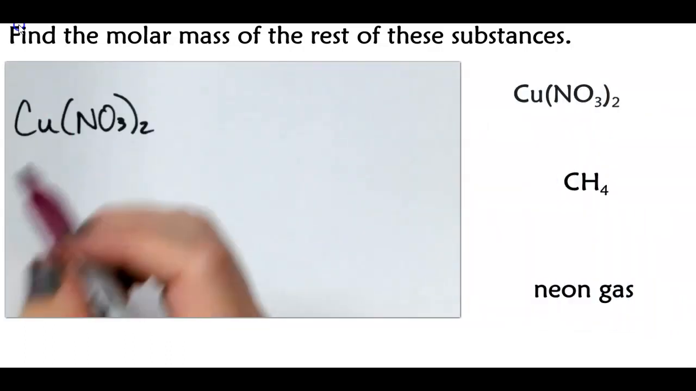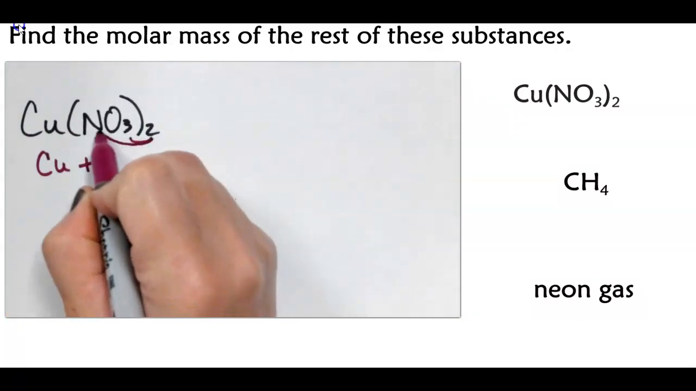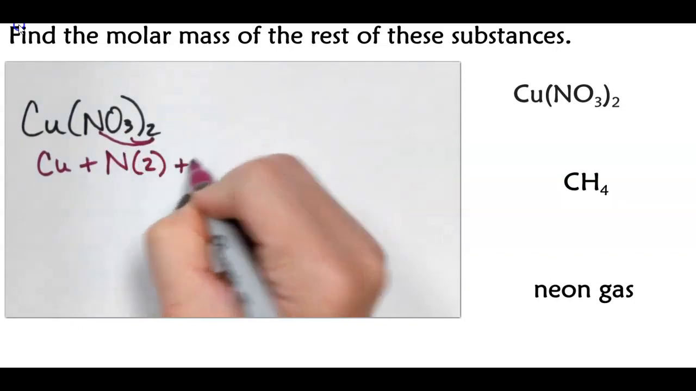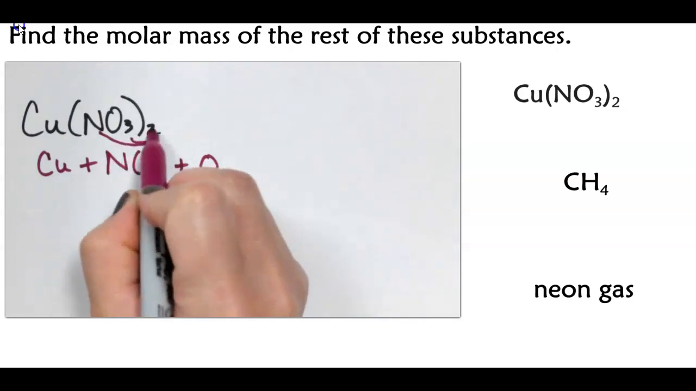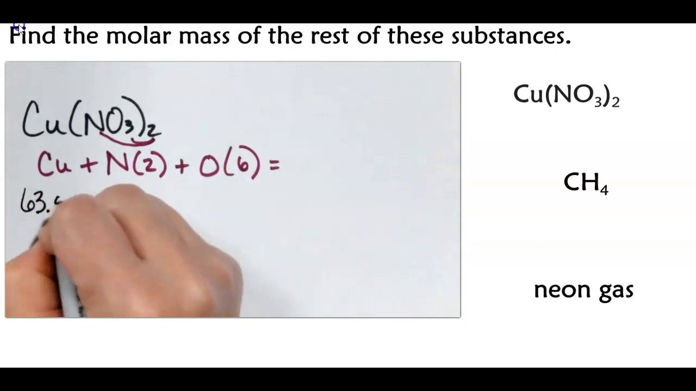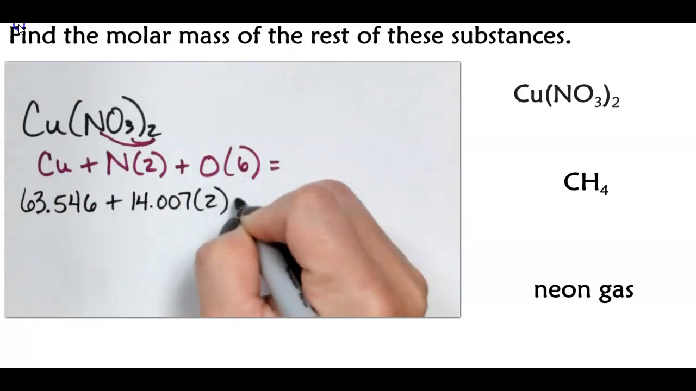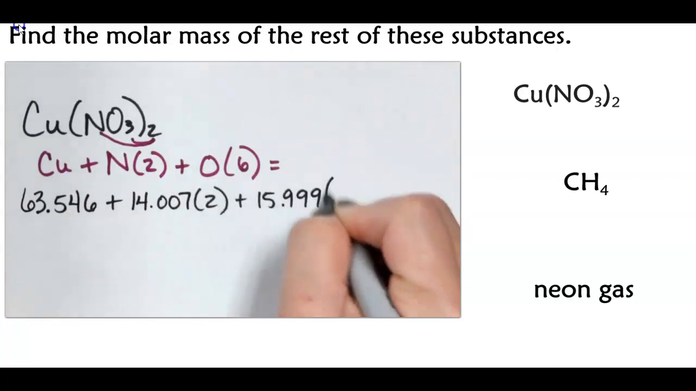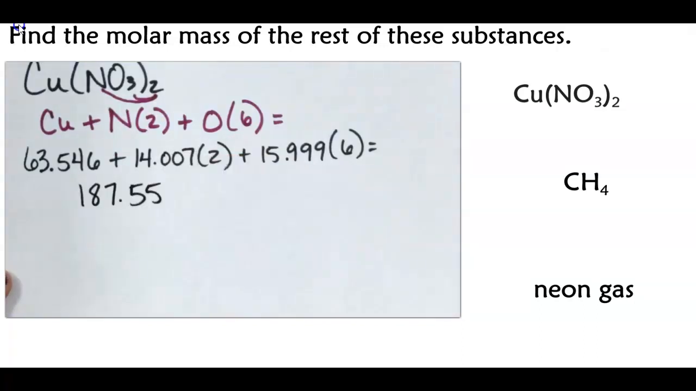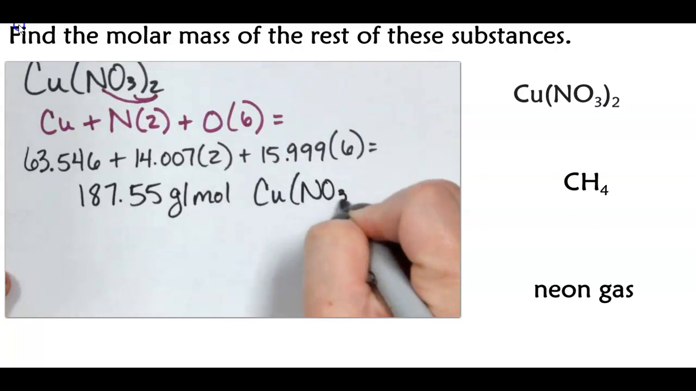Next is copper 2 nitrate. We're going to take copper plus, only distribute the 2 into the parentheses. This is 1 nitrogen times 2 equals nitrogen times 2 plus oxygen, and we have 2 times 3 is 6, so oxygen times 6. We have 63.546 plus 14.007 times 2 plus 15.999 times 6 equals. We get 187.55. The unit is grams per mole of copper 2 nitrate.